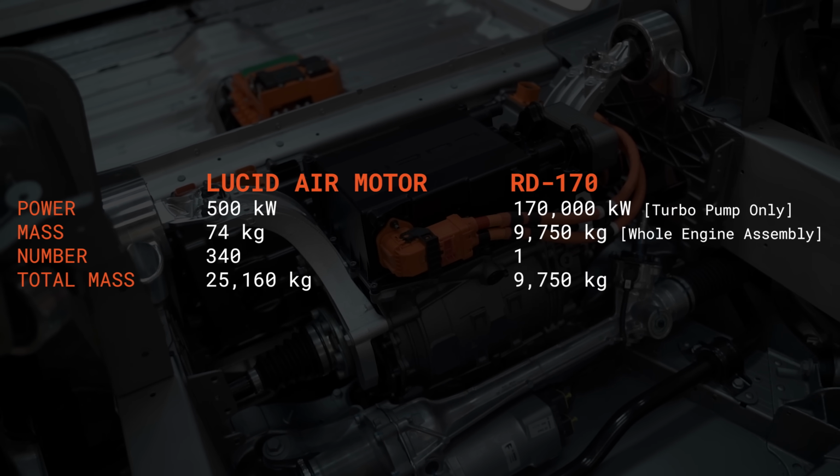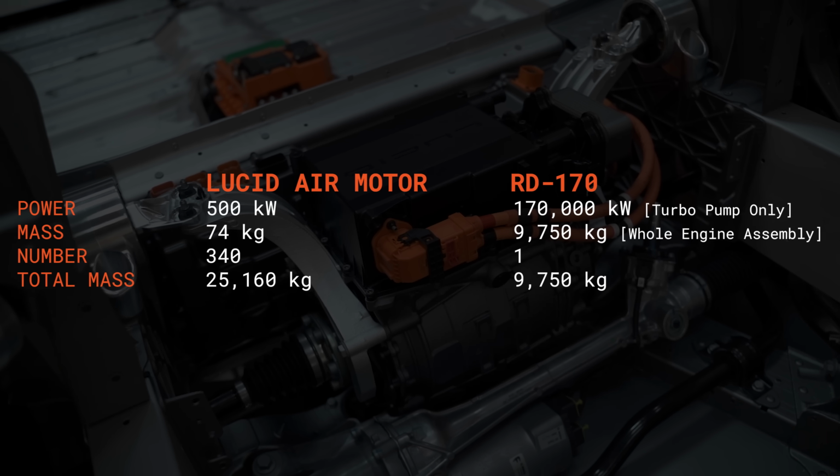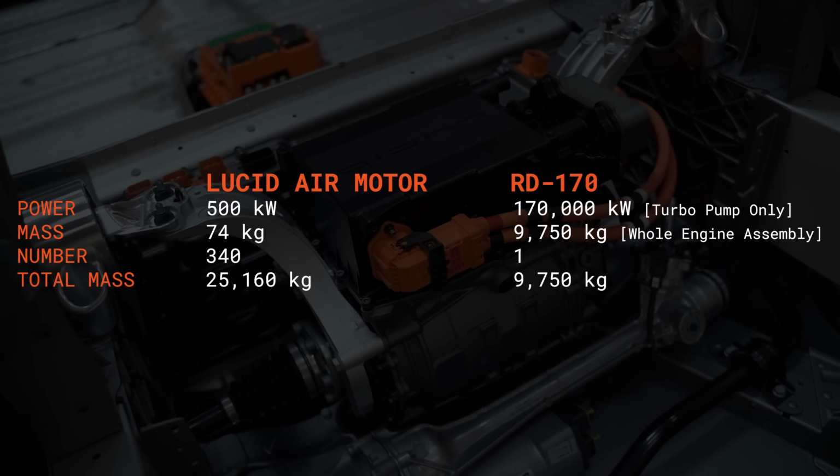So yeah, just the motors alone to power the pumps would be about 2.5 times heavier than an entire RD-170. That's not including the weight of the batteries, which don't get lighter as they drain their charge. So we'd need several additional tons of batteries in order to power this.